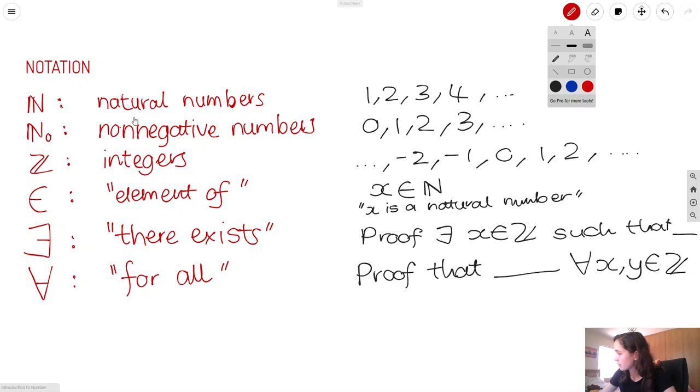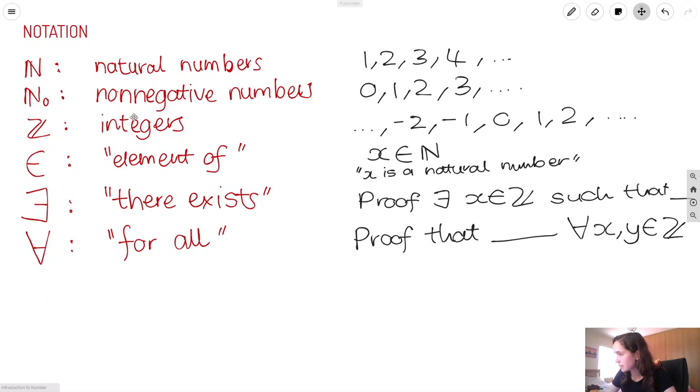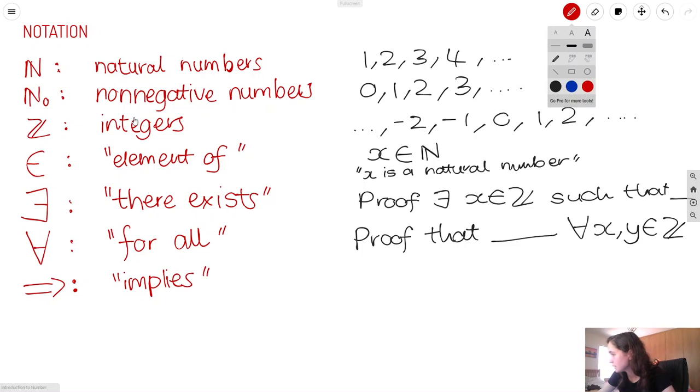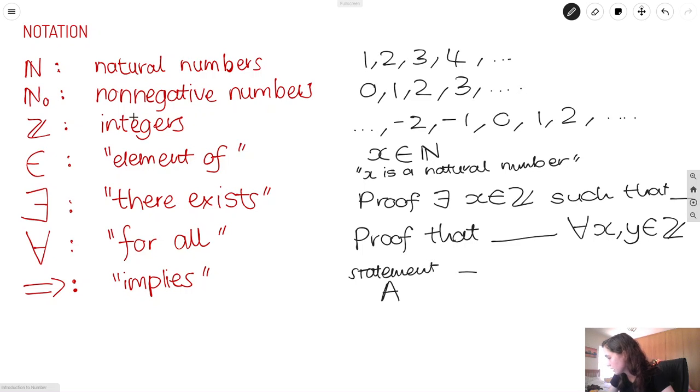You'll also see these arrows being used. The forward pointing arrow means implies. So you may see statement A implies statement B. Whatever statement A says, from this we can conclude that statement B must also be true.